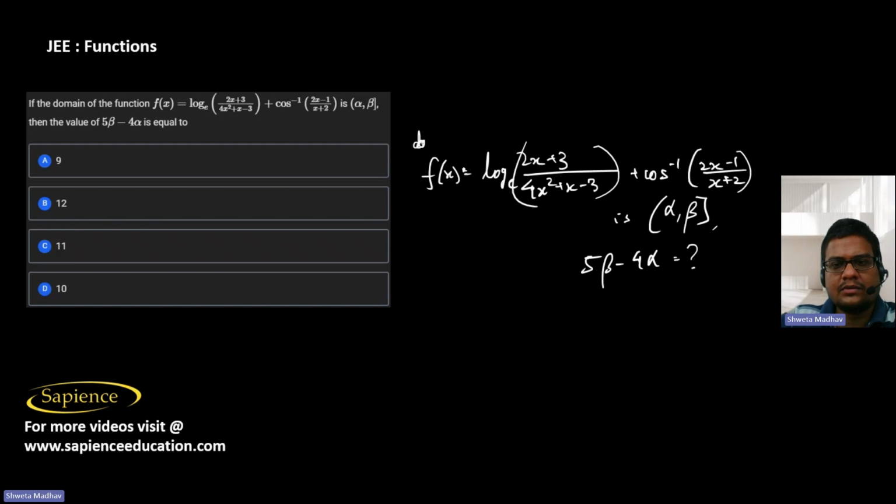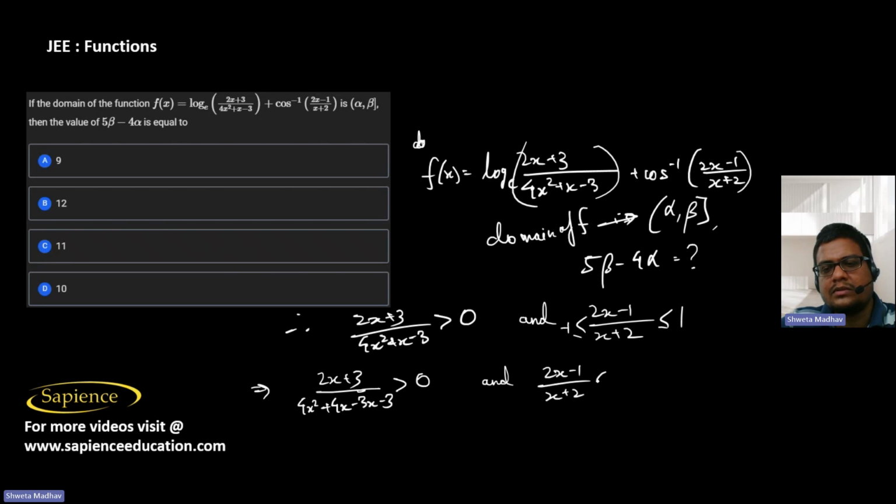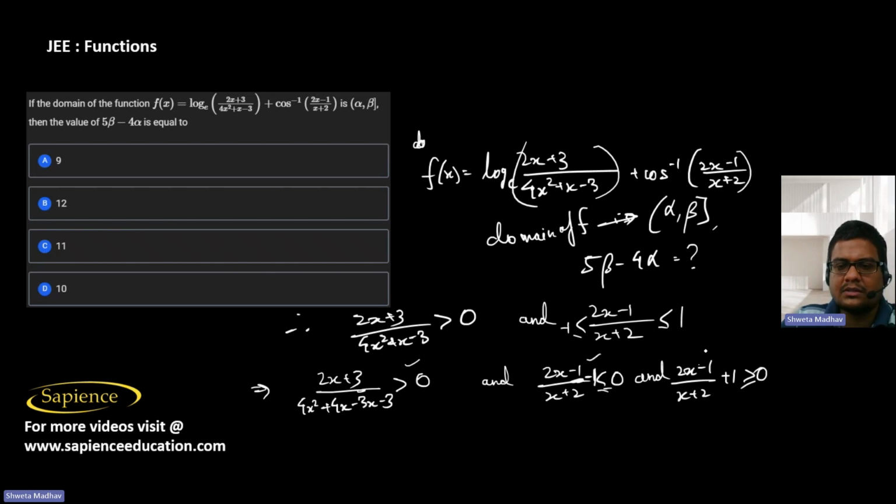So therefore we have to find the domain of the function f. To find the domain here, 2x plus 3 divided by 4x square plus x minus 3 should be greater than 0. And also 2x minus 1 by x plus 2 should be going from minus 1 to 1. So therefore from here we can say this will be 2x plus 3 and 4 3s are 12, so this will be 4x square plus 4x minus 3x minus 3 should be greater than 0, and we can say 2x minus 1 by x plus 2 minus 1 should be less than or equal to 0, and also 2x minus 1 by x plus 2 plus 1 should be greater than or equal to 0.